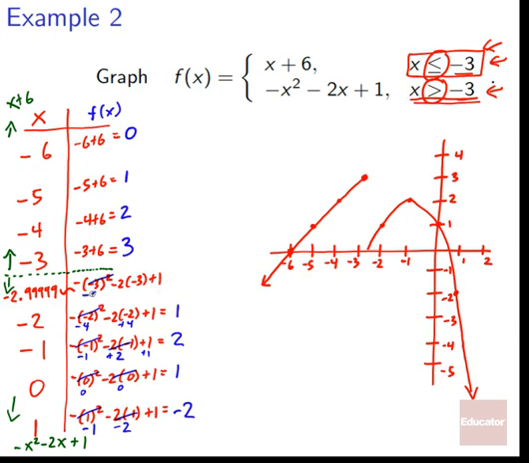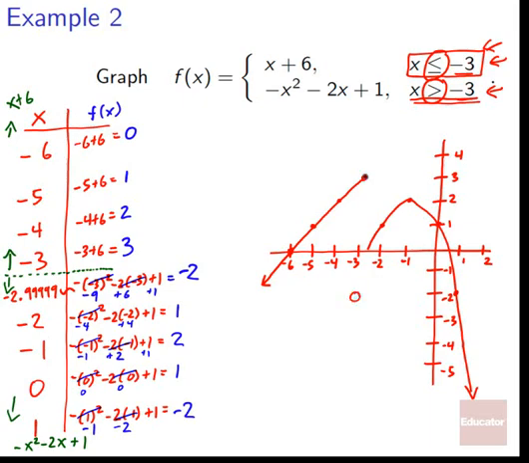Negative 3 squared becomes negative 9. Negative 2 times negative 3 becomes plus 6, plus 1. So we've got negative 9 plus 7 equals negative 2. So we know that this is going to go out to negative 2 when it gets to negative 3. But it's not actually going to be at negative 3. It's going to be hollow there because we're excluding it.